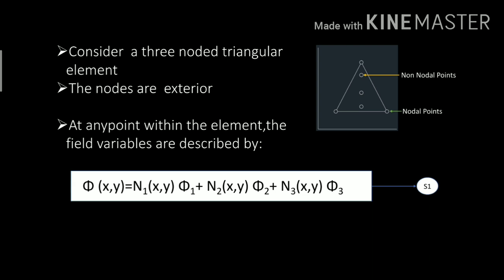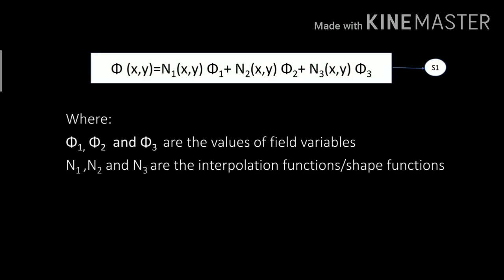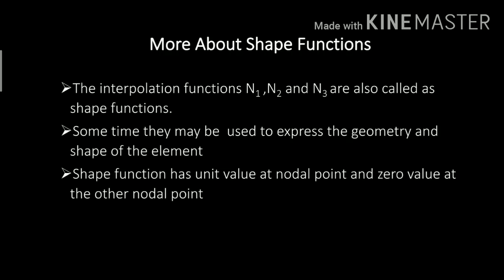The nodes are exterior. At any point within the element, the field variables are described by the equation given below. Phi of xy is equal to N1 of xy phi1 plus N2 of xy phi2 plus N3 of xy phi3. Here in this equation, phi1, phi2, phi3 are the values of field variables, meaning they can be the value of a particular physical quantity like displacement at the nodal points that you have calculated. N1, N2, N3 are the respective interpolation functions or shape functions.